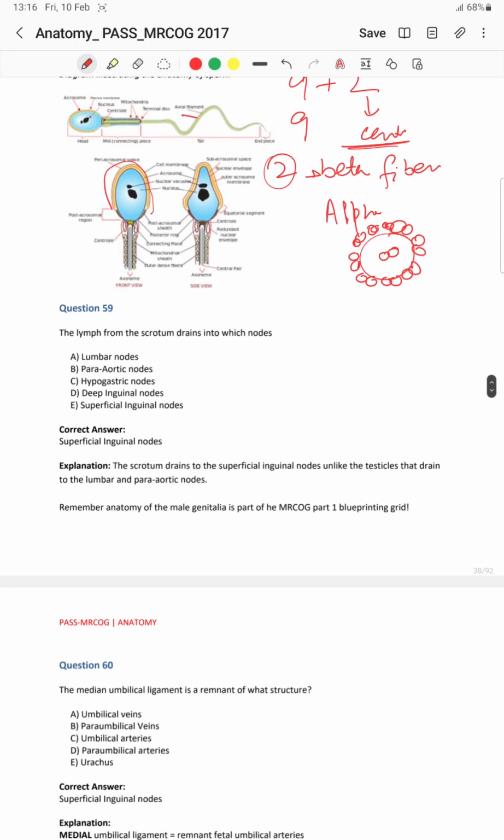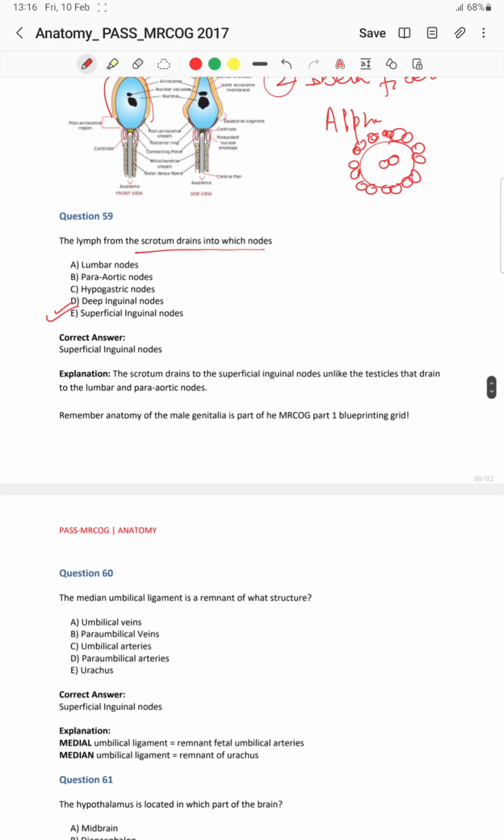The lymph from the scrotum, it drains into which node? These are the superficial inguinal nodes. The superficial inguinal nodes drain the lymph from the scrotum. And the scrotum drains to the superficial inguinal nodes, unlike the testes that drain to the lumbar and the para-aortic nodes.